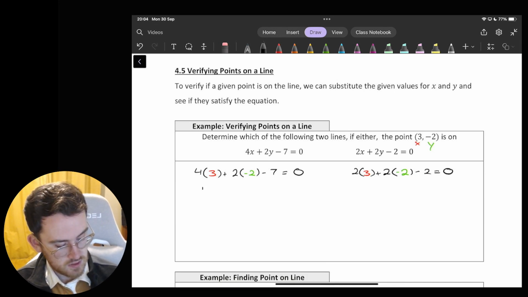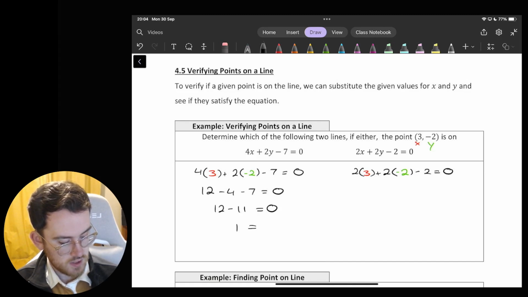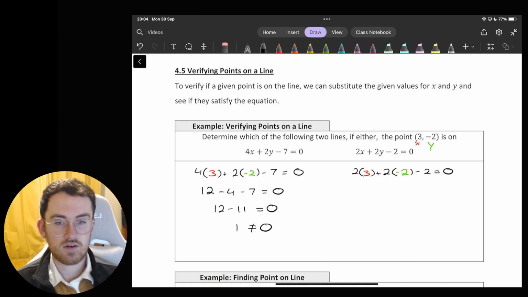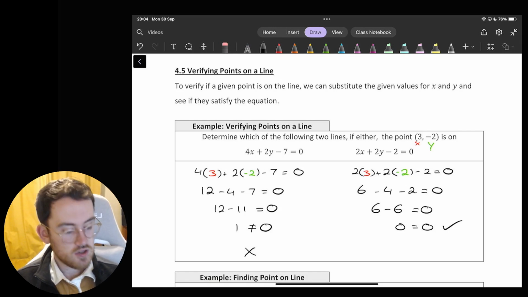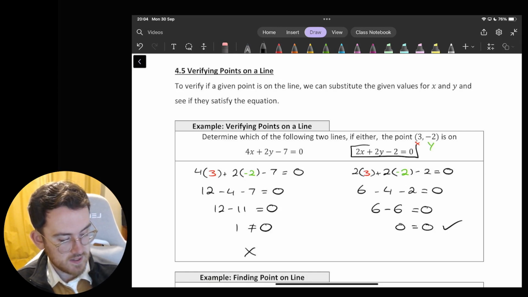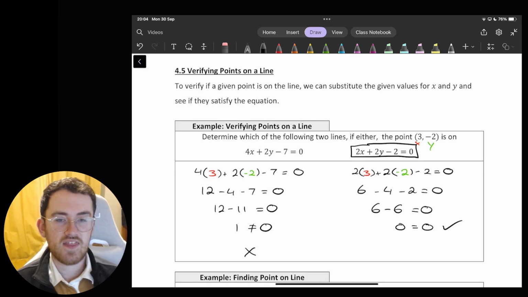So let's just see. This is 12 minus 4 minus 7 equals 0. That's 12 minus 11 equals 0, which is 1. And 1 obviously does not equal 0. So that's suggesting to me that the point is not on that line. So let's see whether it is on the other line. I'm getting 6 minus 6 equals 0. And of course, 0 does equal 0. So that's suggesting that because my equation is satisfied, my point is on that line.